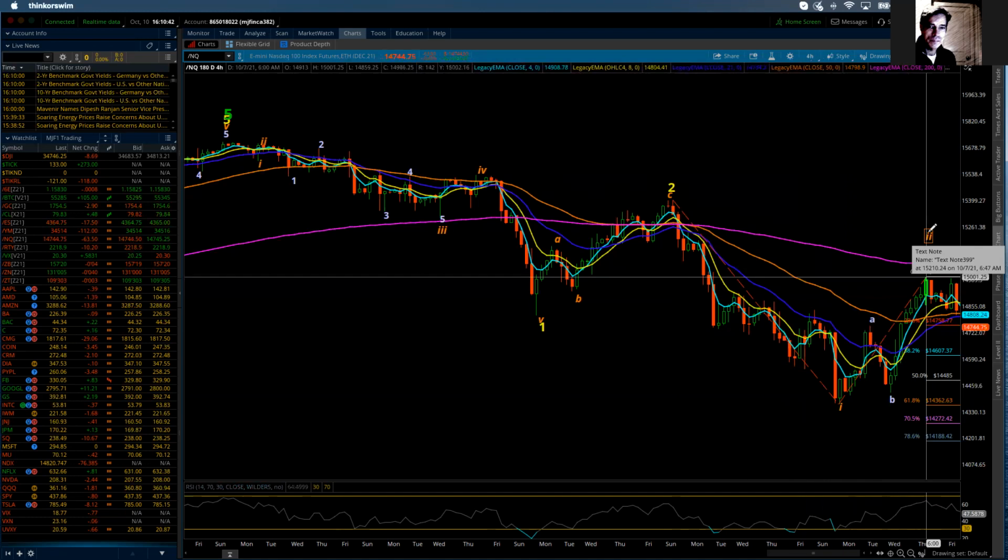So this intermediate third wave will consist of 5 waves of minor degree, 1, 3, and 5 being impulsive in the direction of the trend, which is down, 2 and 4 being counter trend, in an ABC type of structure, which would be counter trend. So we're just in the beginning stages of that minor third wave.